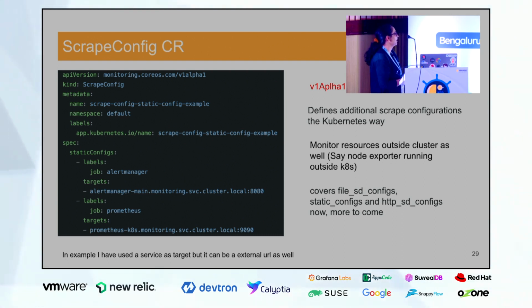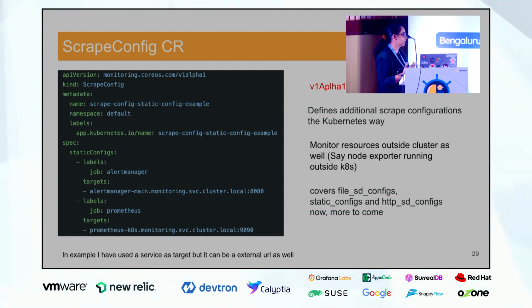So in this example, I have given an example for the static configs. In the targets I have given an in-cluster service, but you can replace it with any of the external monitoring targets, like node exporter running outside the Kubernetes cluster, so you can specify that in the target field.